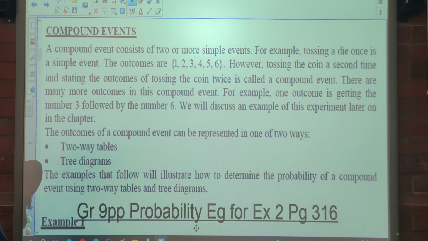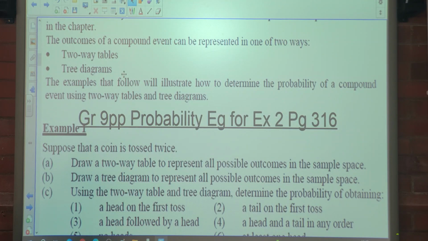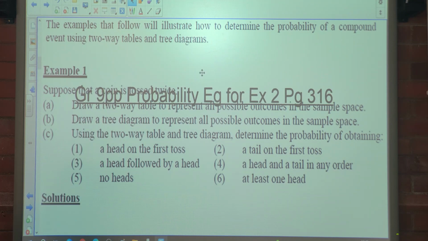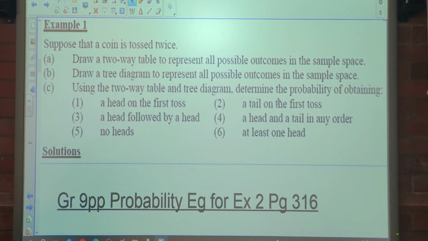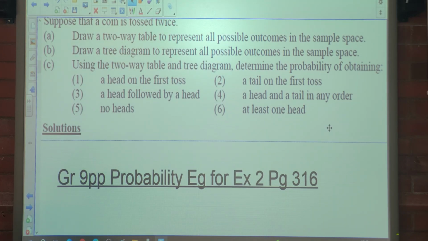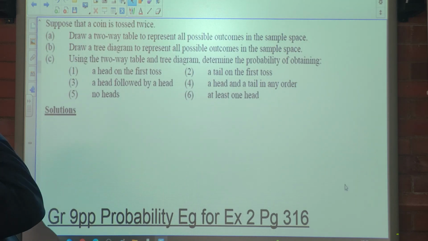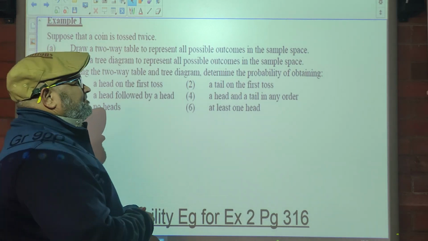The outcomes of compound events can be represented in one of 2 ways, either a 2-way table or a tree diagram. We're going to look at both. The following examples will illustrate how to determine the probability of compound events using a 2-way table and a tree diagram. Example 1. And example 1 is on page 313. So suppose a coin is tossed twice. Okay. So now we are asked to draw a 2-way table to represent all possible outcomes in the sample space.